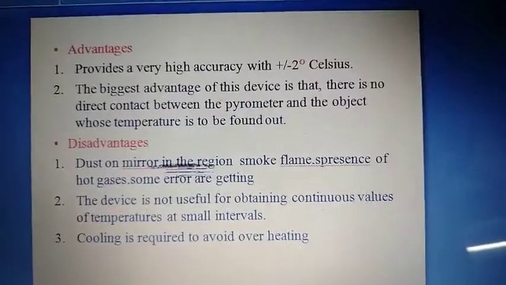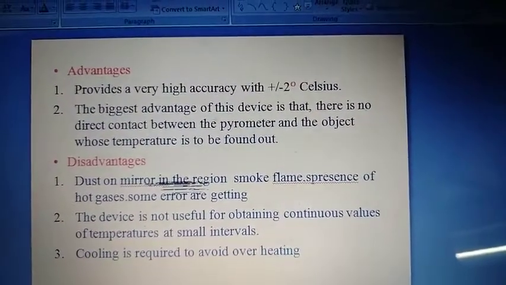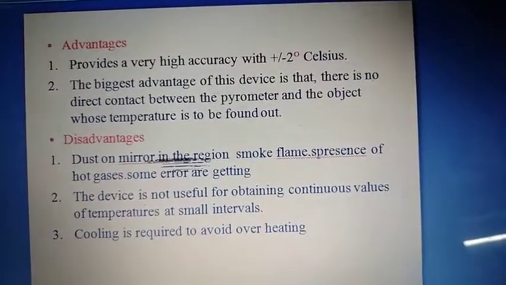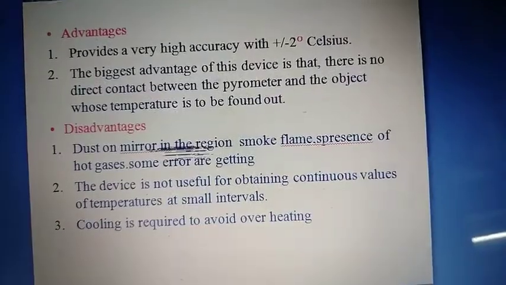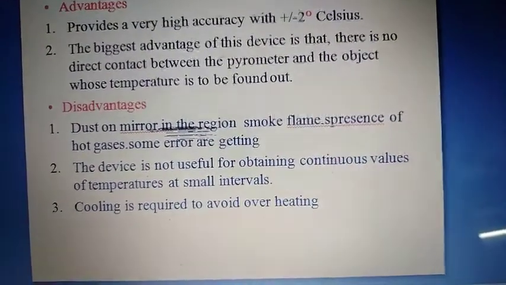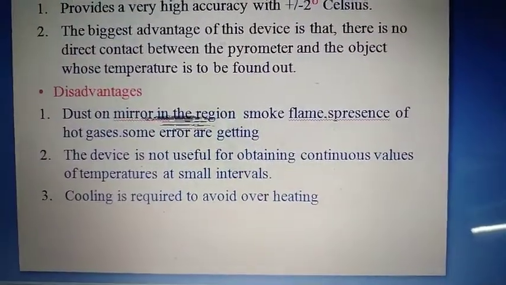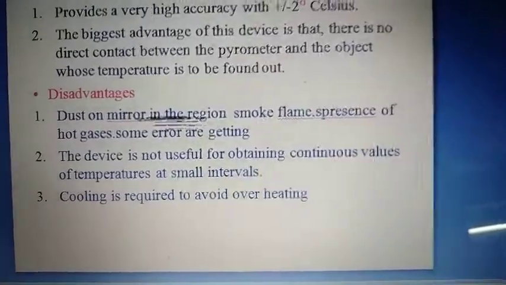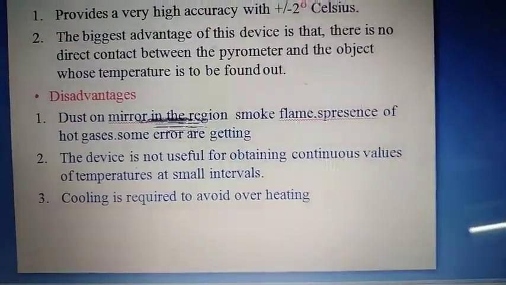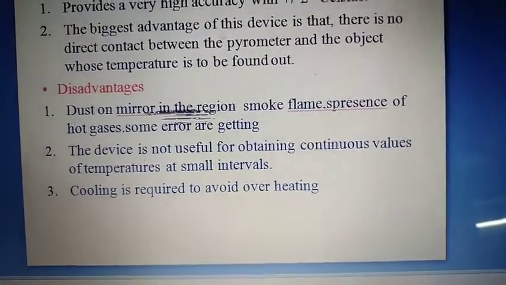The advantage of pyrometers is that they provide high accuracy, within plus or minus 2%. The biggest advantage of the device is that there is no contact between the pyrometer and the object whose temperature is to be found. The main disadvantages are that dust on the mirror, smoke, flames in the heat zone and the presence of hot gases cause some errors.